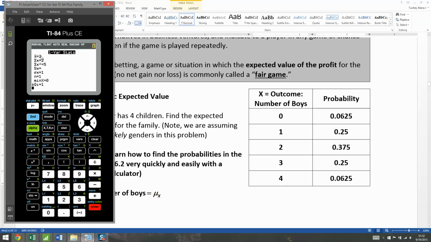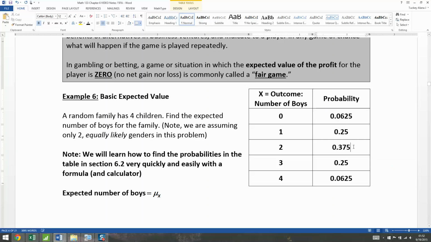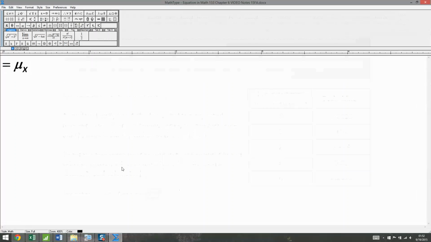And I see that the mean is 2, which should not be any shock to you because this is very much a symmetric distribution with a peak at 2, right? The highest bar would be 2, and then it would tail off towards the ends. So you're more likely, if you want to think of it this way, to have 2 boys than you are to have no boys or all 4 boys. Okay, so it would be 2.